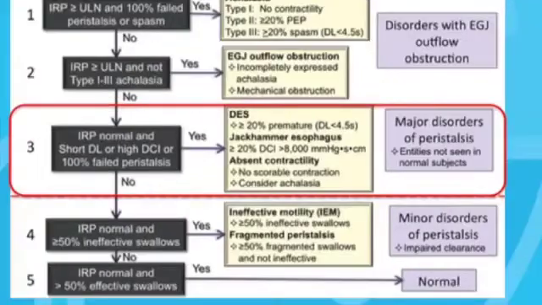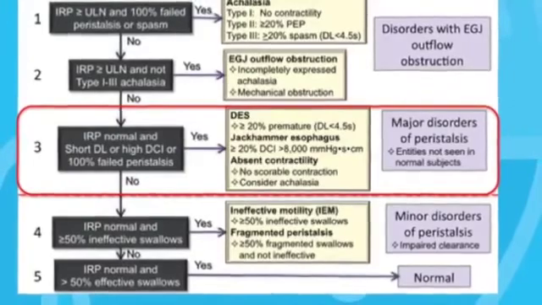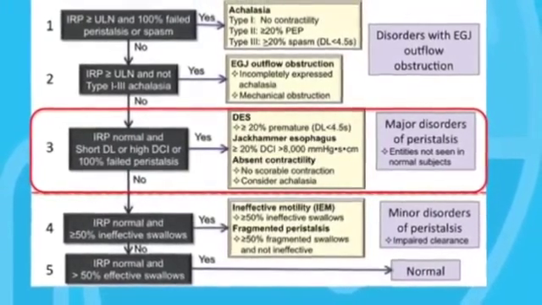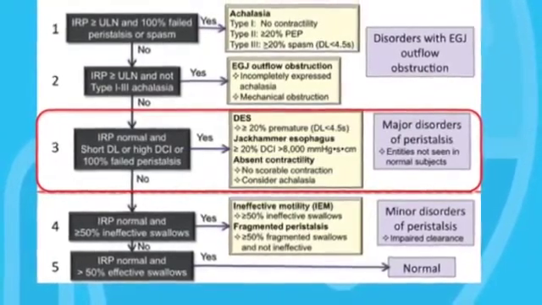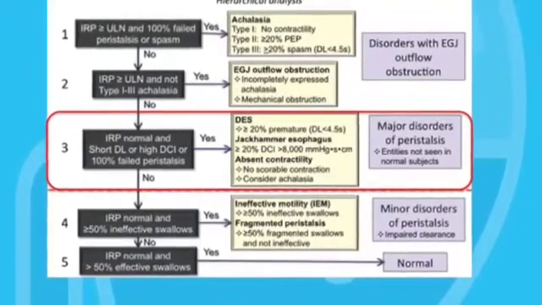Now, if the IRP is normal, it leads us to step 3 of the analysis. These are the disorders of esophageal body peristalsis. A short distal latency in more than 20% of swallows is diagnostic of diffuse esophageal spasm.